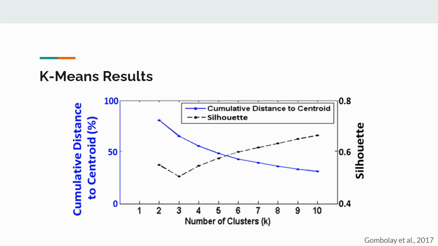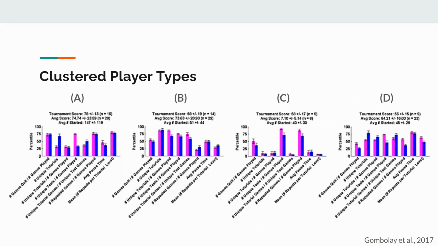And then for our second metric, the silhouette, we want that to be relatively higher, because that means the clusters are more spread out from each other, approximately. So this work found K equals 4, and this is what they went with. And here you can see some results on what the actual player types clustered would be.